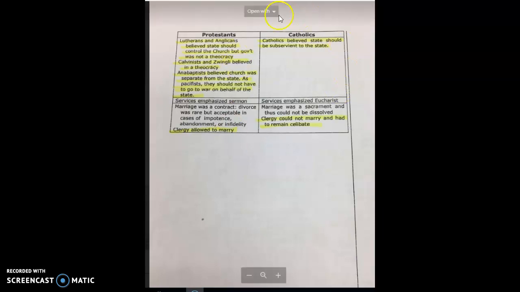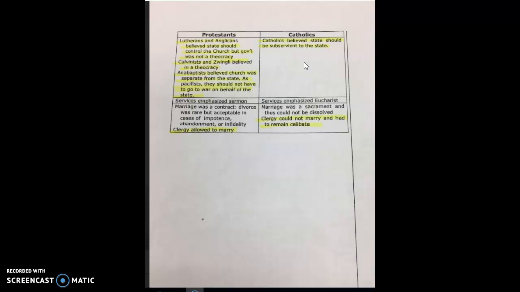Let me make one quick clarification right here where it says Catholics believe states should be subservient to the state. I think I just completely overlooked the fact that that is a typo. Catholics believe that the state should be subservient to the church. Okay, so please make that correction. That would make a whole lot more sense. So obviously the Catholics view the church, specifically the Pope, as having ultimate authority, and so the state should obey what the Pope tells it to do.